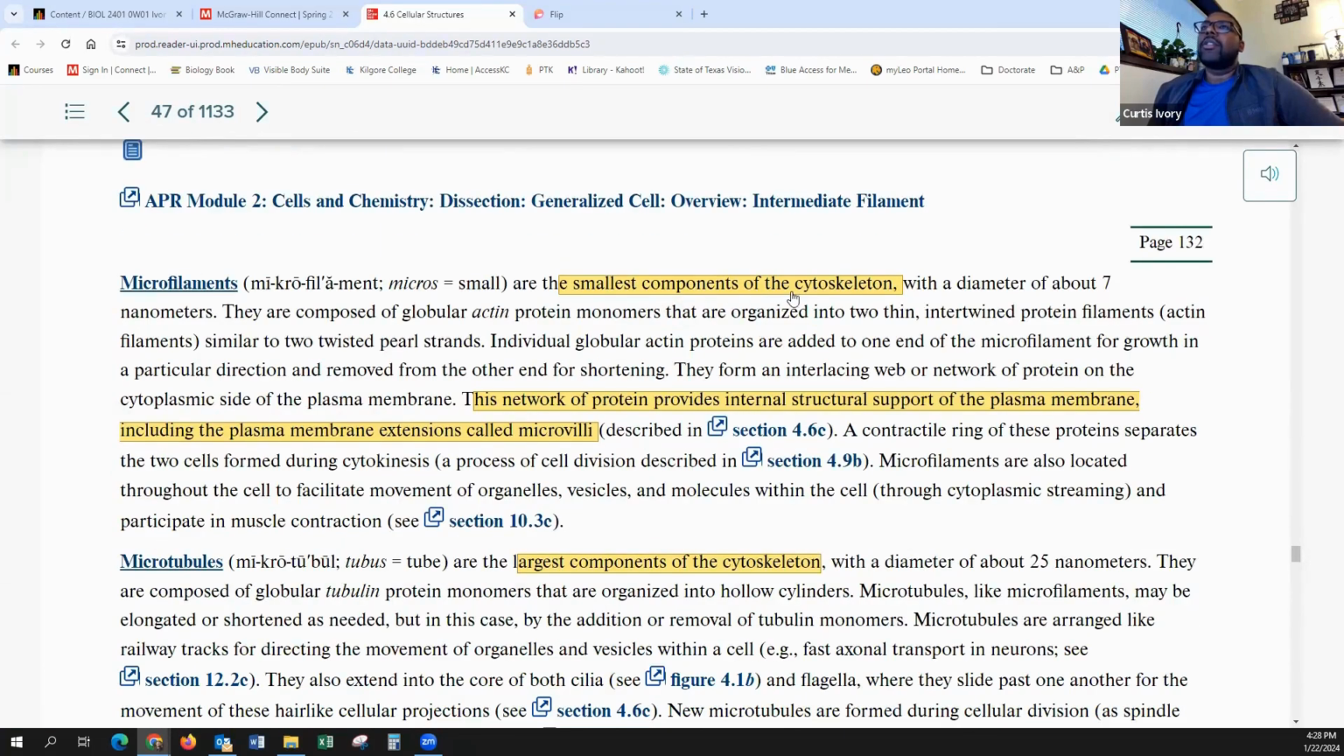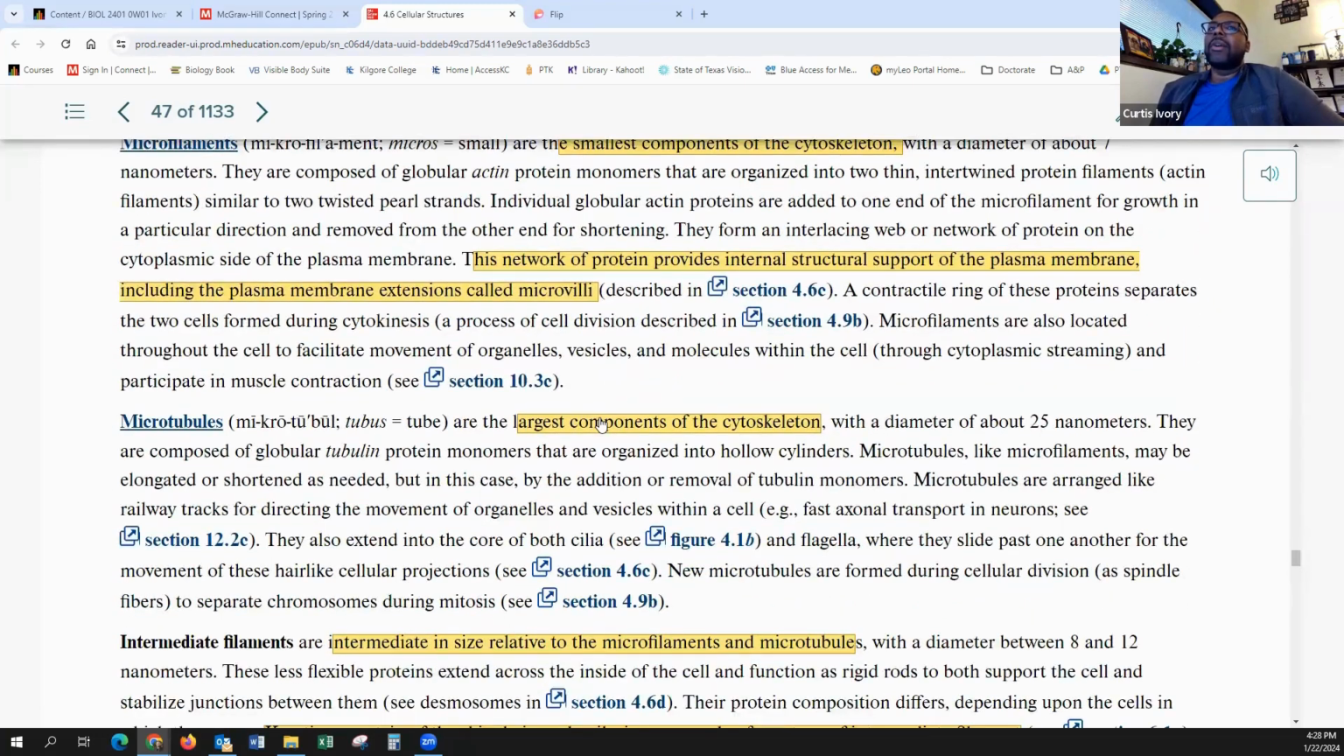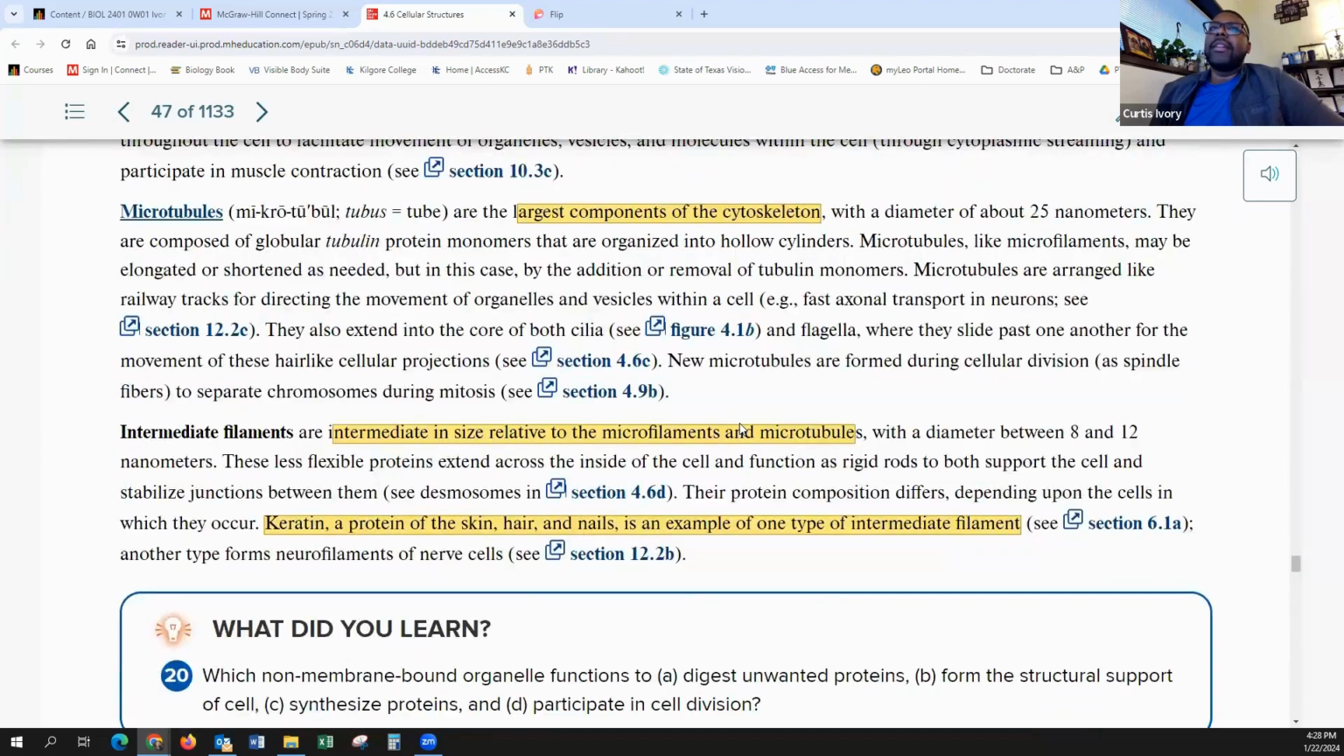So microfilaments are the smallest. They're included in the plasma membrane extensions and microvilli. Remember, microvilli are going to be in our gut. They're going to help with absorption. Microtubules are the largest component of the cytoskeleton, but usually you're going to see this in flagella. And then intermediate filaments. This is what's going to be really prominent in your skin, hair, and nails. That protein that makes it kind of hard and dense is actually due to intermediate filaments.